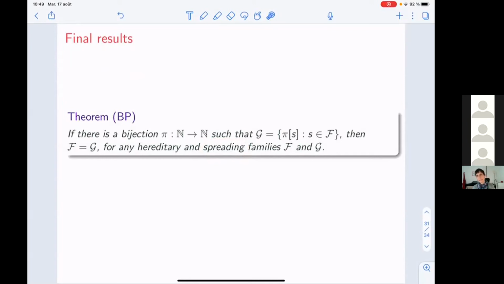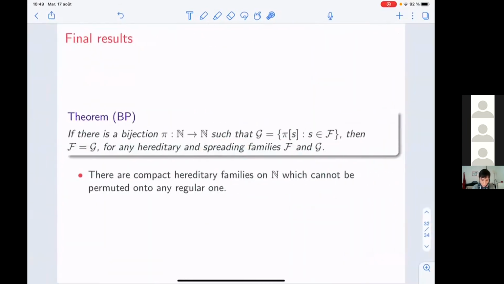the same. So this means that you cannot have two different combinatorial spaces coming from spreading families which are isometric, right? The family has to be exactly the same. And we were hoping with this that spreading families would give us representatives of isometric classes of combinatorial Banach spaces in the countable setting, but it is not true. There are compact hereditary families on N which cannot be permuted into a regular one, so into a spreading one. And then the regular ones don't give representatives of all possible combinatorial spaces in the countable context.